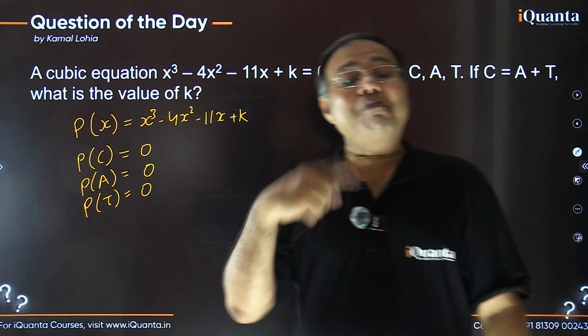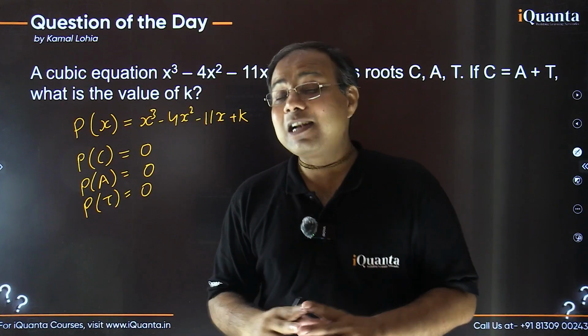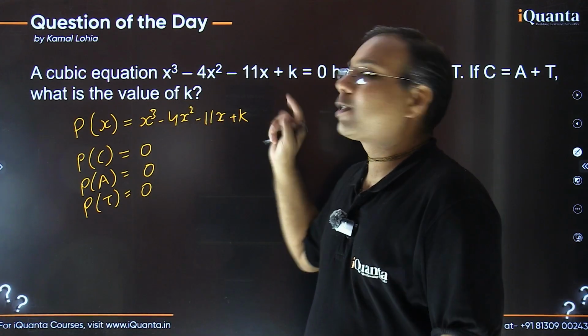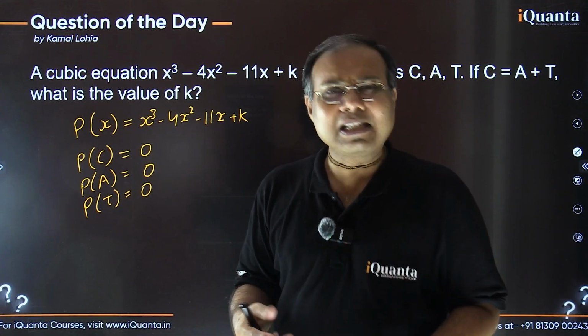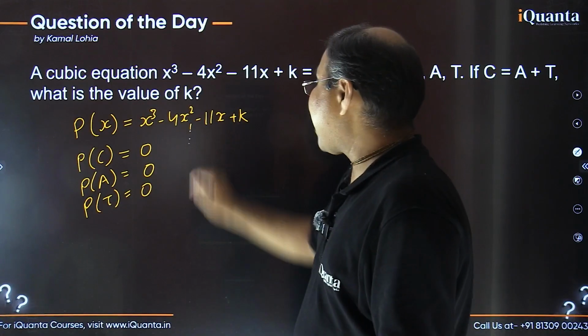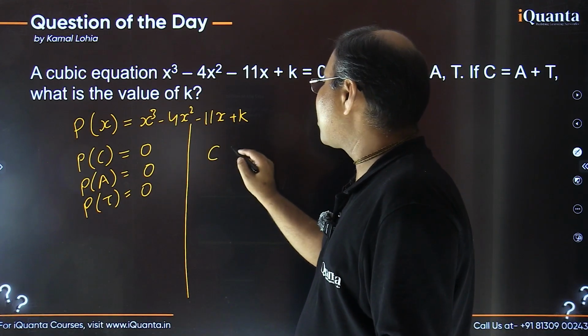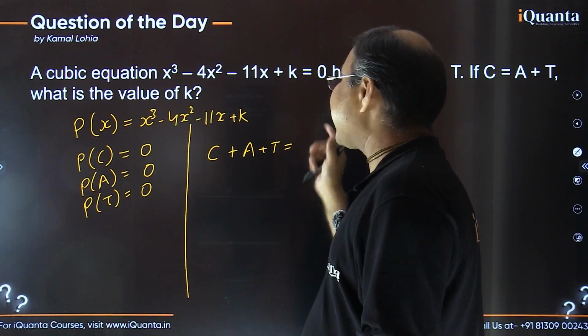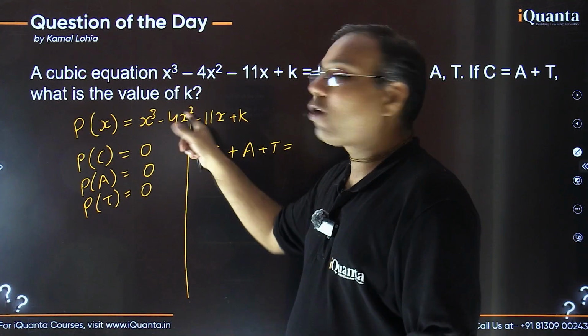ठीक है? Now, beside that, we also have relations between the roots and the coefficients of this polynomial. Now, what are those relations? There are various relations. So let me write all of them. So we have the relations like that. The sum of all the roots, that means in this case c plus a plus t, is negative times the coefficient of x square, right?